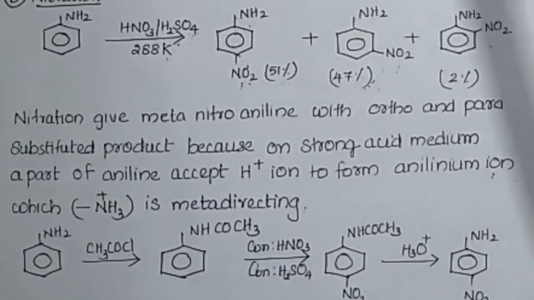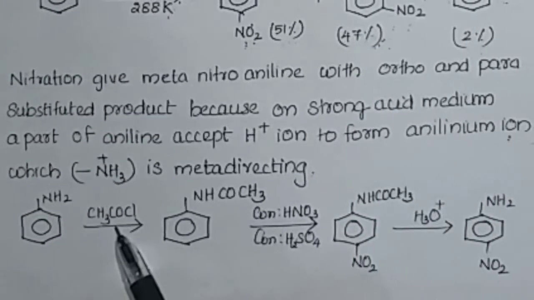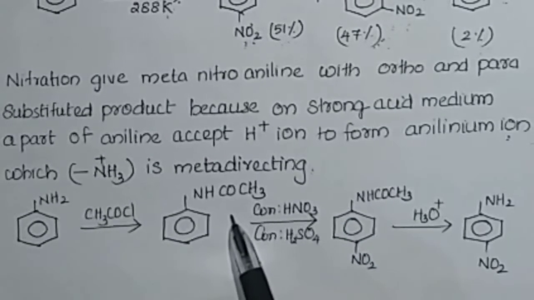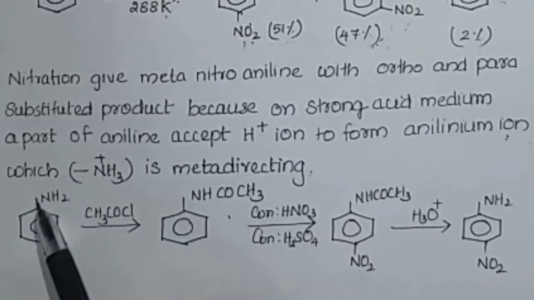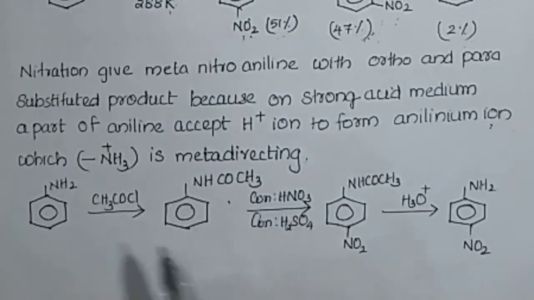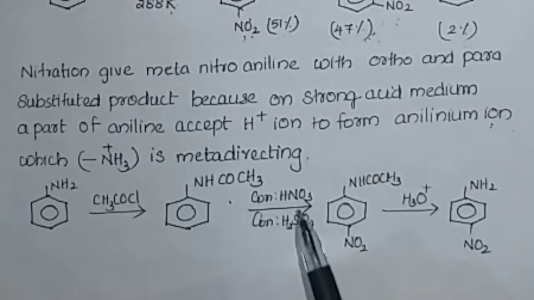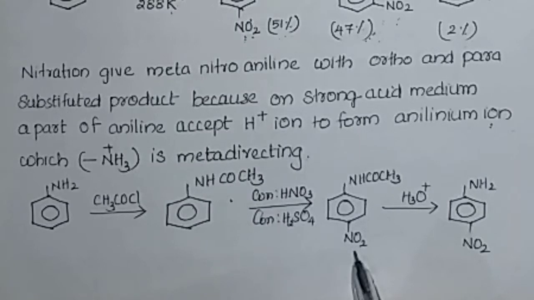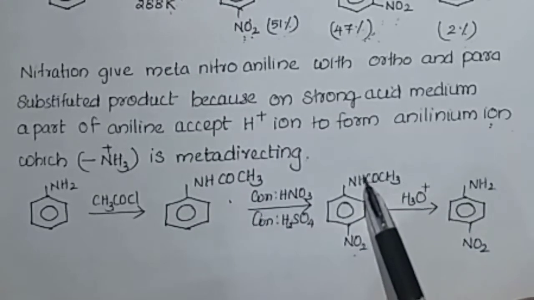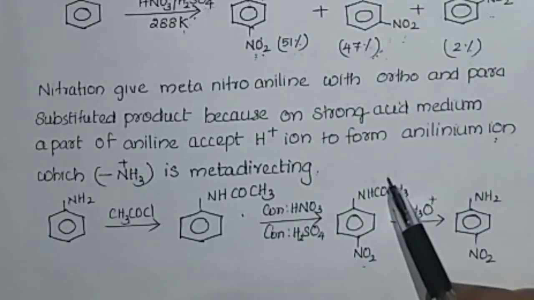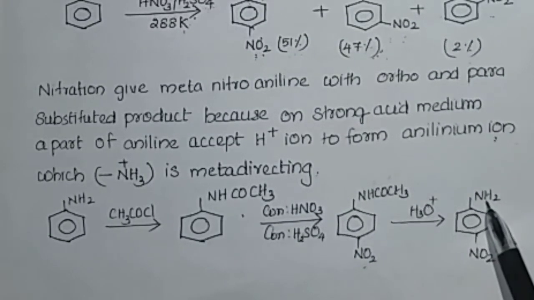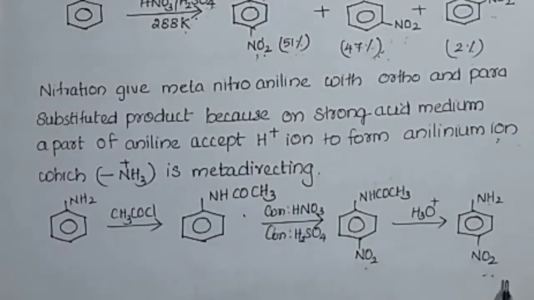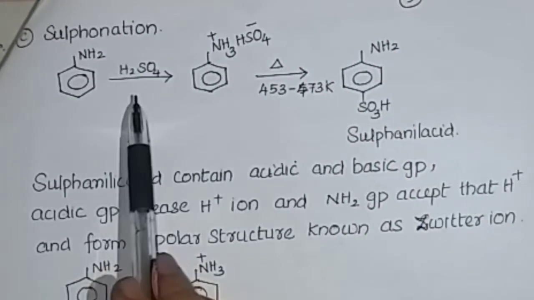If we need only the mono-substituted product, we carry out acylation: aniline is treated with acid chloride. Then we get acetanilide, and the NH2 group is deactivated. Then the substitution occurs only on the para position. Concentrated nitric acid and sulfuric acid are added, and we get the NO2 group on the para position. Then on hydrolysis, the bond breaks, H is added and OH is added here. Then we regain the NH2 group, with the NO2 group substituted on the para position: para-nitroaniline.